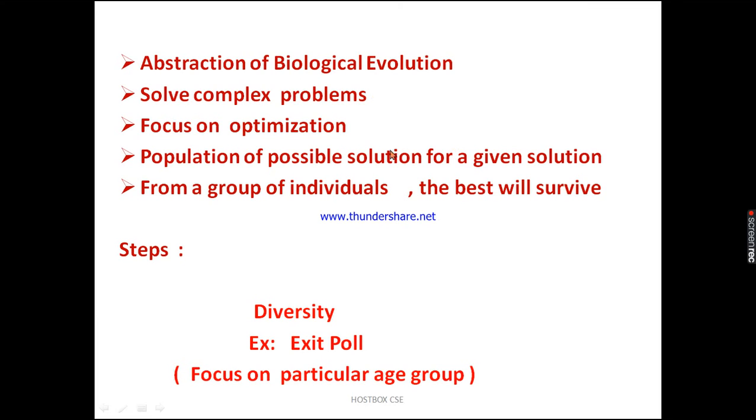Optimization, in the sense of what we already know: generally with algorithms you may apply the algorithm concept and get a solution, but there is no guarantee. Whenever you go for this one, you focus on optimization, which means we can get a guaranteed, best solution. The next point is to find a population of possible solutions for a given problem. For any problem you can get solutions, and from there you can select. You can give different inputs and get different outputs, and from a group of individuals the best will survive.